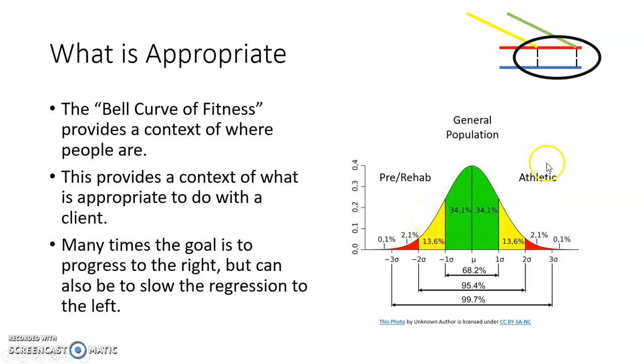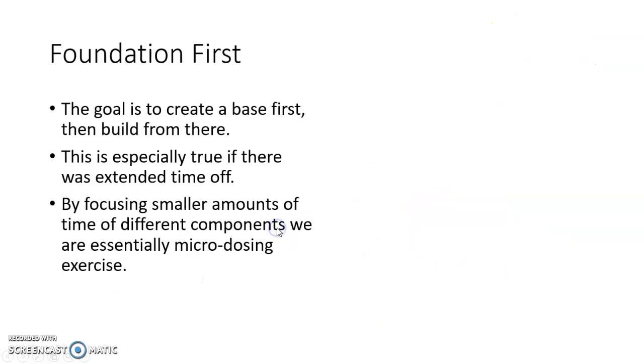So very different from the athletic side to the prehab rehab side. We're really just trying to slow the regression. And basically, if we can get these people to slow and stop and maybe even move them a little bit to the right, we're happy, right? And that gets back to this gap here between the yellow and the green, very much like the yellow and the green you see here.